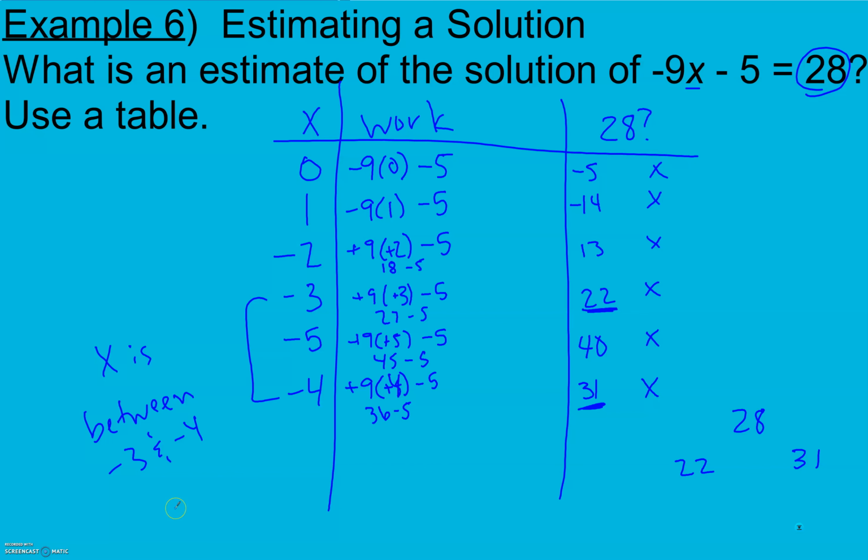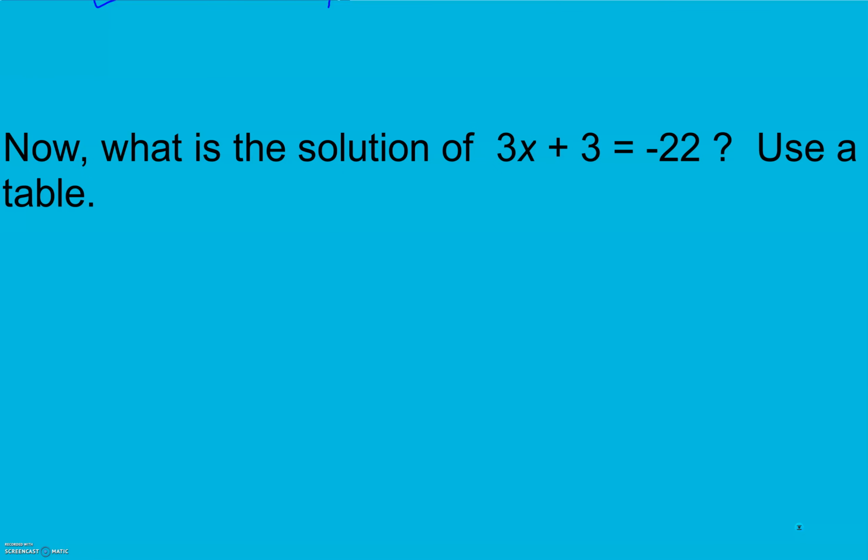They have to be consecutive, which means back-to-back numbers, in order for it to be our solution, and then our value has to go in between them. So in between 22 and 31, if we talked about like on a number line, we'd find 28, which means our solution has to be between -3 and -4. Feel free to pause here and give this a try if you'd like.